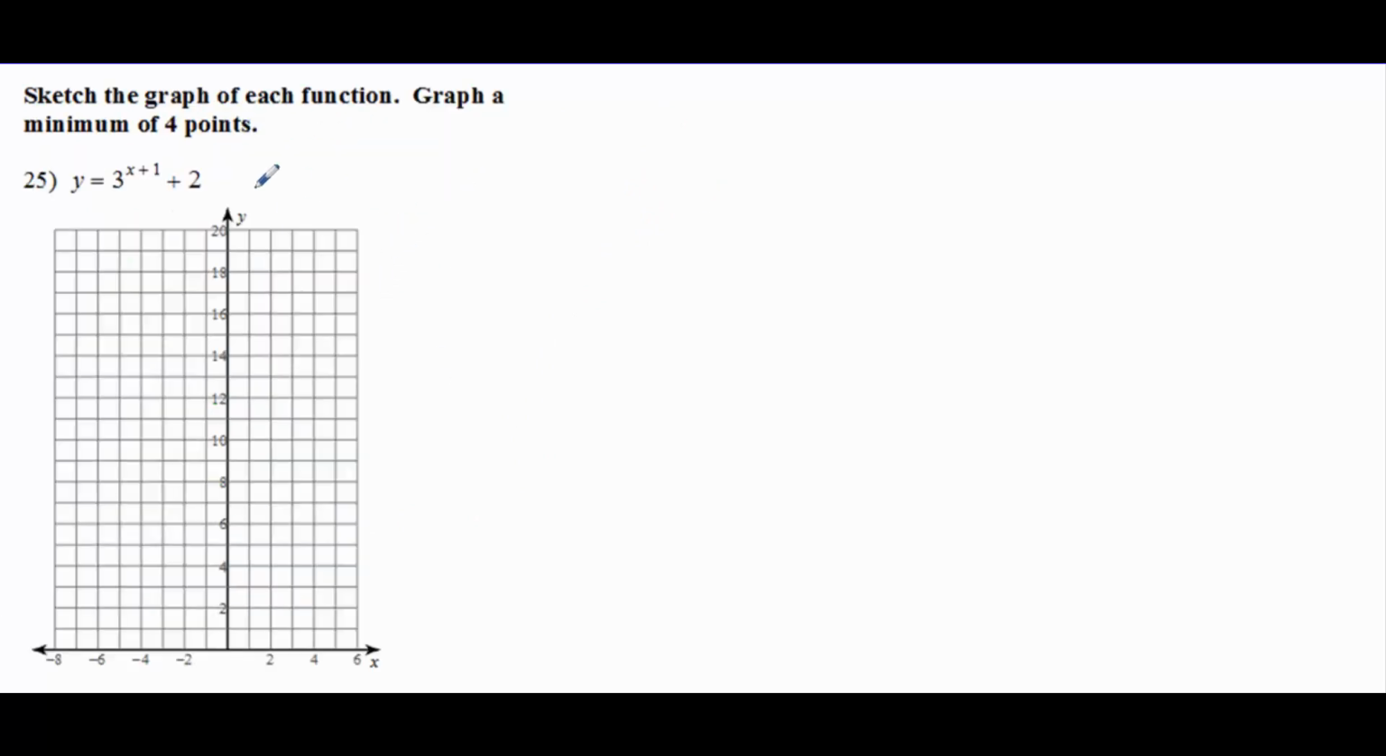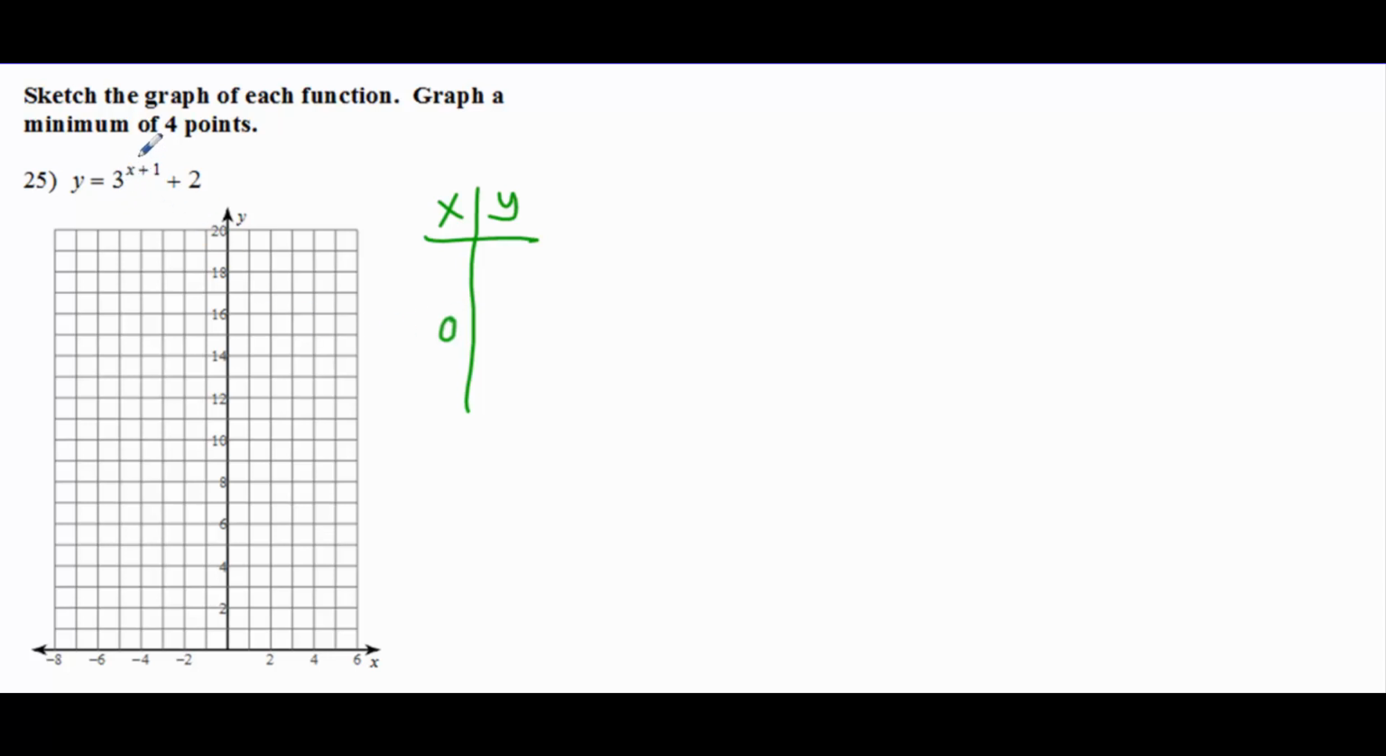If I graph this, I just need to make sure that the x plus 1 is inside my exponent and the plus 2 is outside. And I would prefer that you go ahead and write down a table of values. And most of the time we avoid fractions when we do this, but we're not really going to be able to do that very easily, because we want to graph some of the fractions.